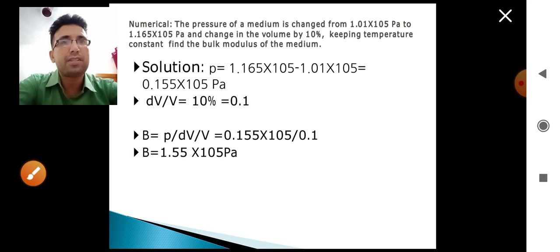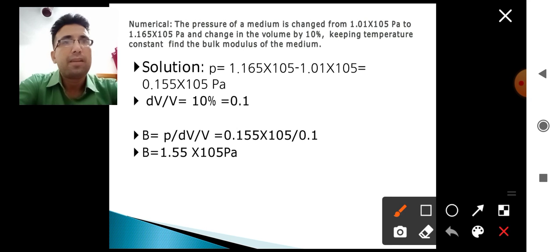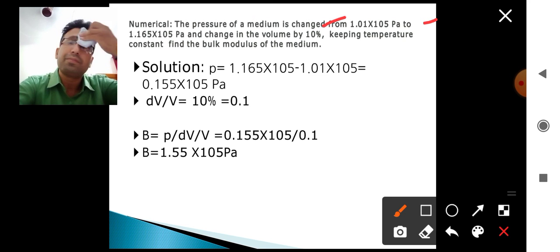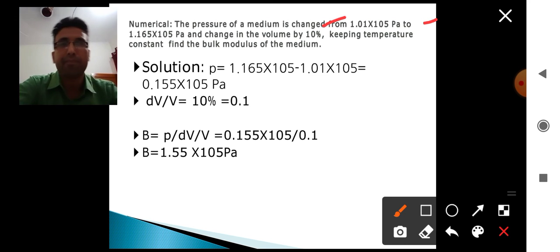Now on the basis of this there is a numerical by which we can understand it. Let us see. The pressure of a medium changes from 1.01 × 10^5 Pascal to 1.165 × 10^5 Pascal, and the volume changes by 10%, keeping temperature constant. Find the bulk modulus of the medium.